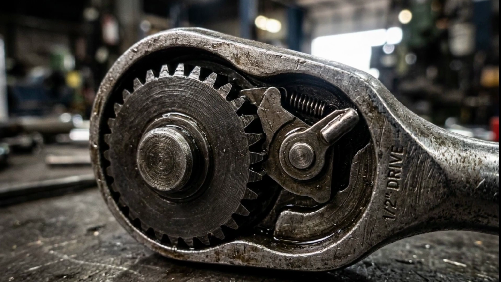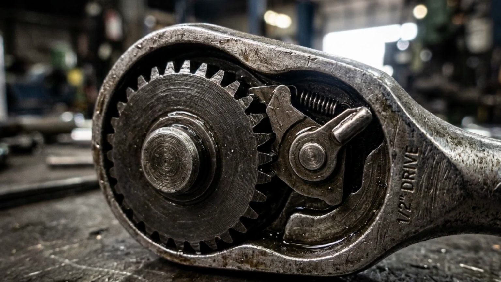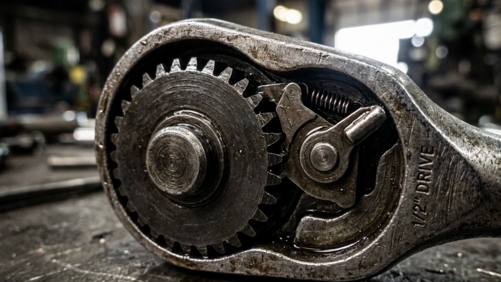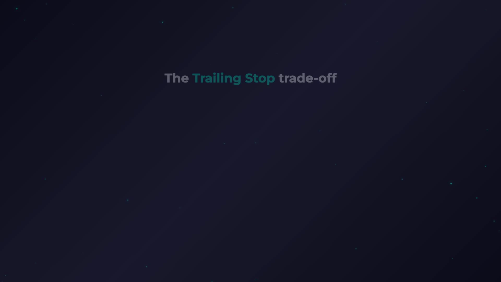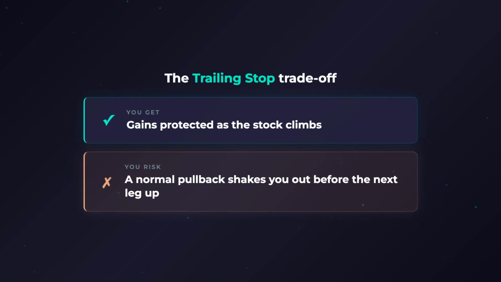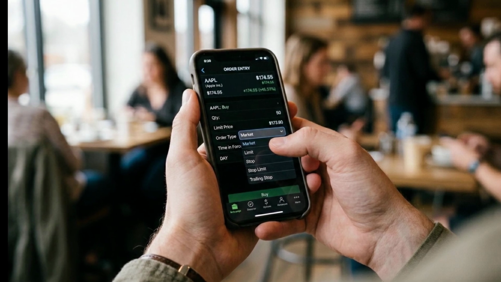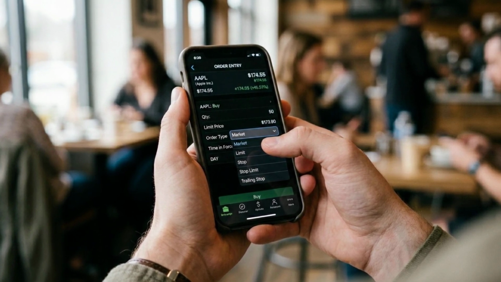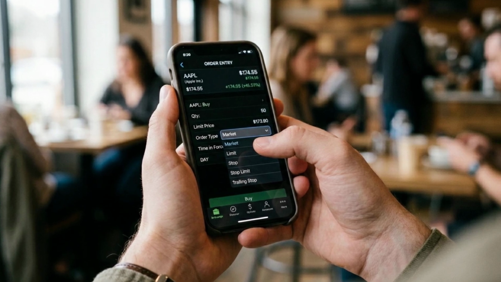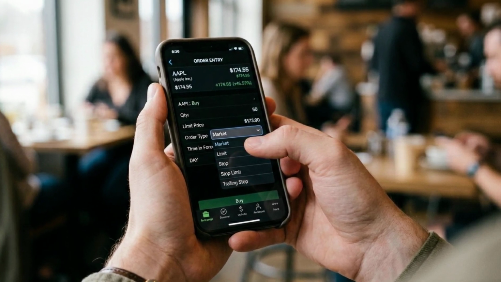It's a ratchet. The stop only ever clicks one direction, toward locking in profit. The risk, a healthy stock can pull back 10% on its way to doubling. A trailing stop set too tight will kick you out right before the move you actually wanted. So, 5 order types. Which one should you actually use?